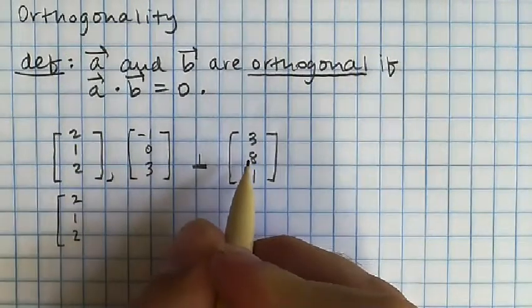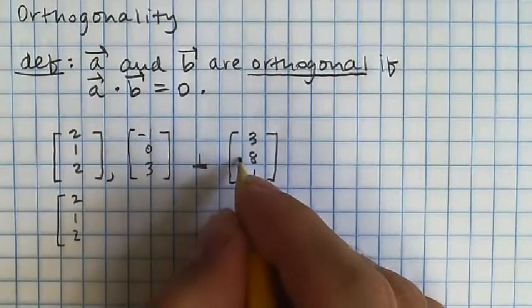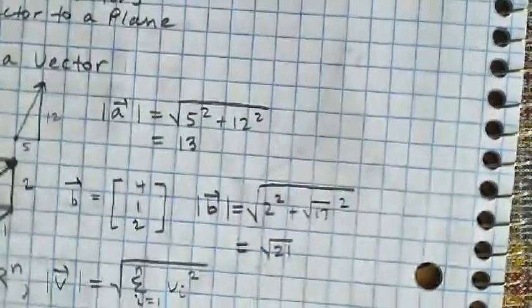That doesn't look right. I've made an error. Hold on just a second. This is going to need to be negative 8, right? I forgot the negative j. Let me go back and make sure that that's exactly what happened.